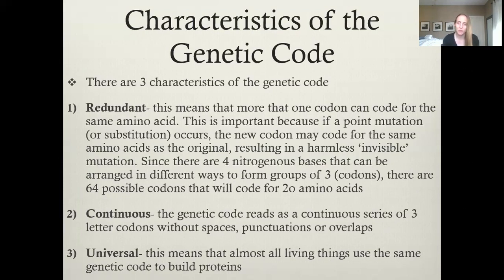The DNA has changed, so it is mutated. However, it doesn't have any effect because the protein's still the same. The amino acids that make the protein are still the same.